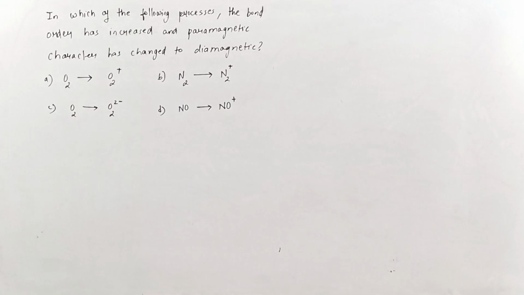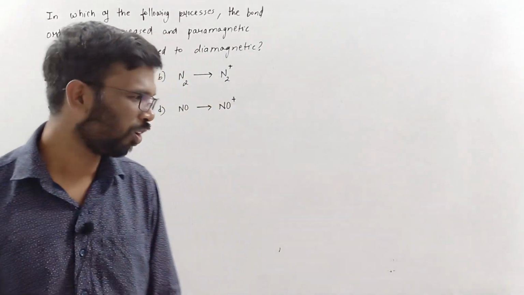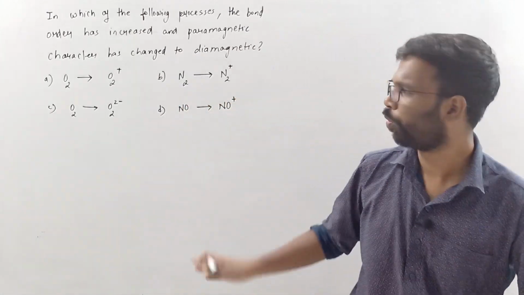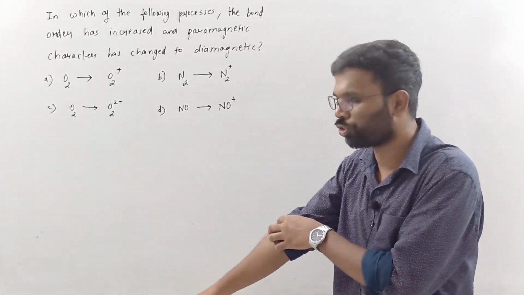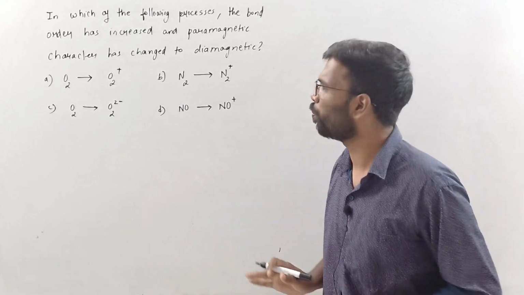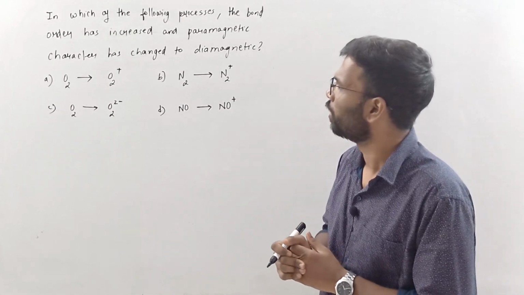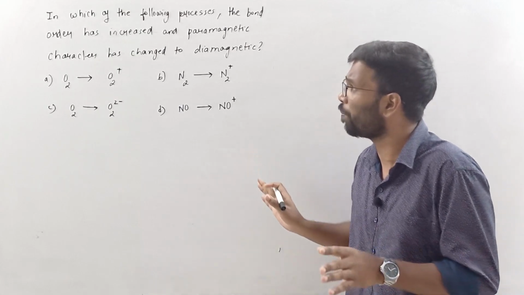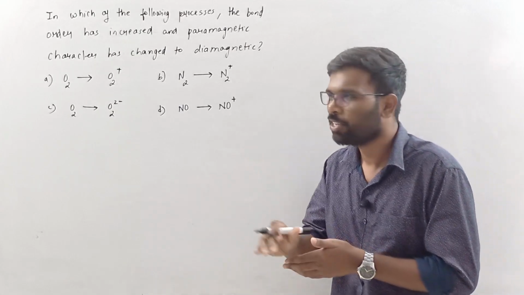Okay, let's take this question. This question will solve all the doubts of your molecular orbital theory: how to handle a question. This question will basically teach you how to handle any question related to magnetic behavior and molecular orbital theory. The question asked is, in which of the following processes the bond order has increased and paramagnetic character has changed to diamagnetic. So what will we have to do?